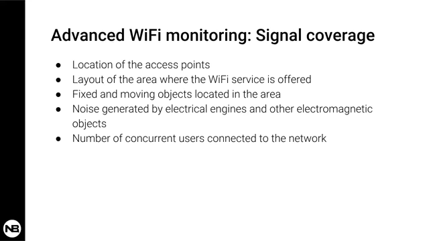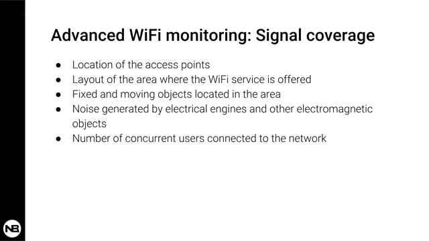Other things to be considered are the noise generated by electrical and electromagnetic objects or engines, and then of course the number of concurrent users connected to the network. That's something that you generally estimate based on the expected occupancy of a building. So with that said, again, this is the most complex requirement for Wi-Fi monitoring, to also monitor the signal coverage in a building. Generally, you have to deploy more sensors, and it generally requires a site survey before deploying such a solution. Very similar to deploying a Wi-Fi network in the end.